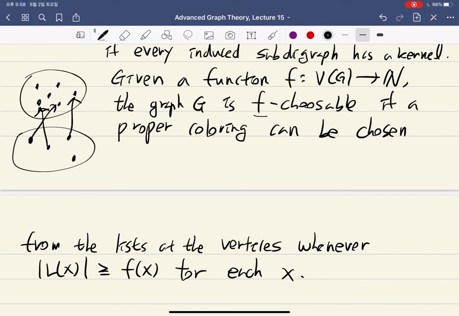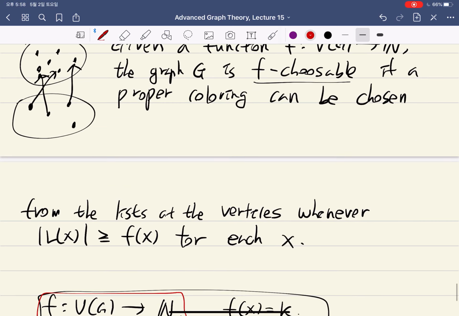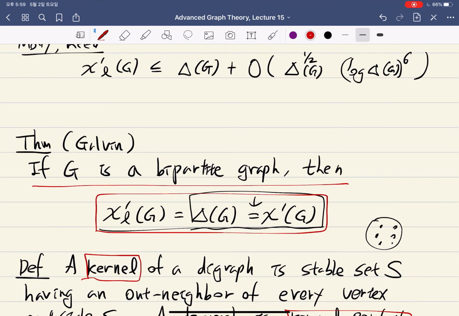So this f-choosability is more general. The list chromatic number being at most k requires that if every vertex has a list of size at least k, then we can finish the coloring. But here, f-choosability gives a restriction which depends on the vertices. Some vertices might have a larger list, some vertices might have a smaller list. So it's a more flexible definition. So we defined f-choosability, we defined the kernel and what it means for a digraph to be kernel perfect. Using these concepts, next time we will prove Galvin's theorem, that the list edge chromatic number is the same as the maximum degree for bipartite graphs. That's what we will do next time.